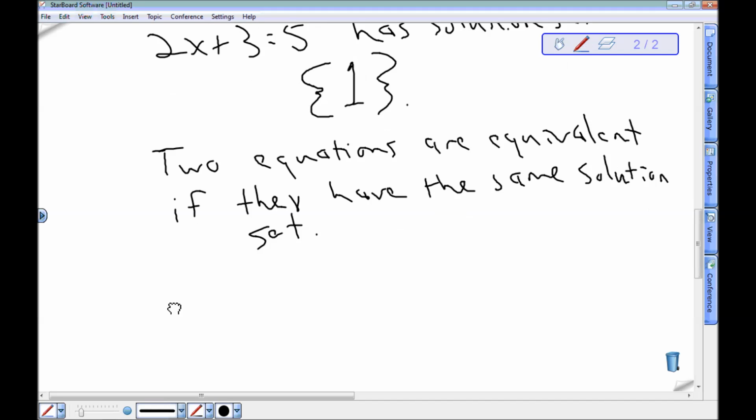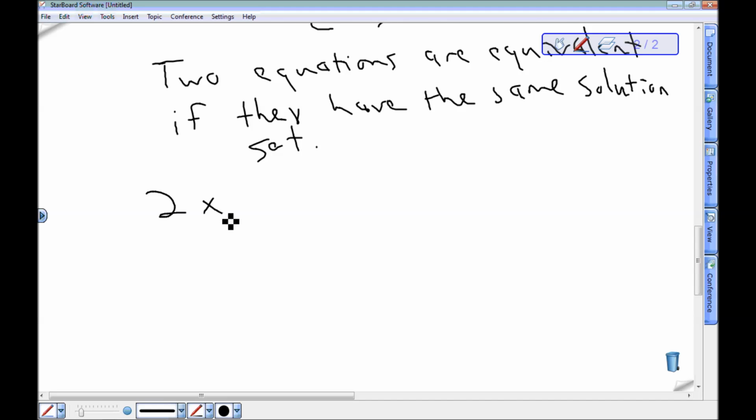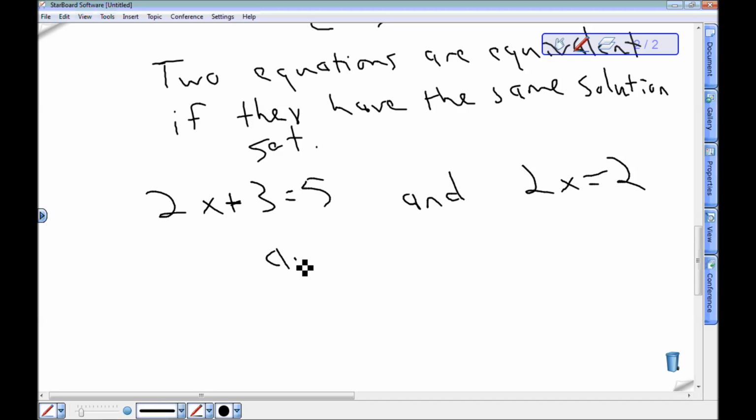So, for example, 2x plus 3 equals 5 and 2x equals 2 are equivalent equations. Okay, they're equivalent equations because they both have the solution set that just contains 1 in them. All right, I think we've got our terminology and definitions, so I'm going to stop this video here.